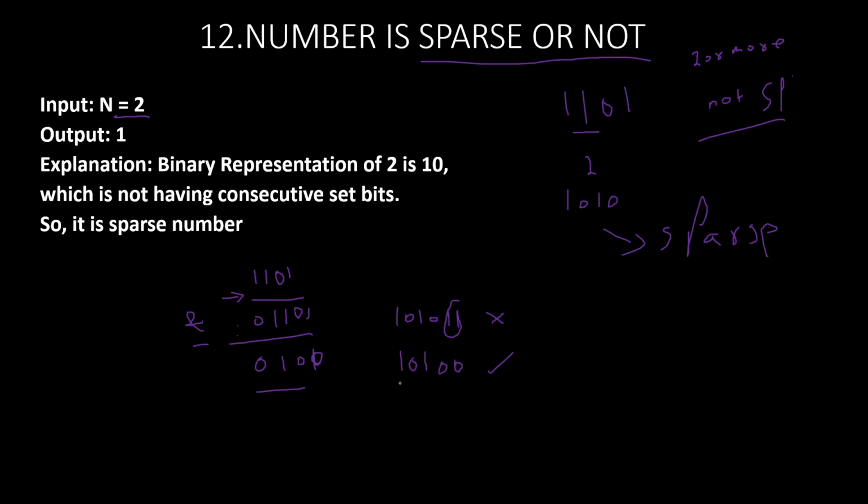Let's take a similar example, 10100. I told you this is a sparse number. Now let's do the same method. Let's do the right shift of this. Let's take here, this is the right shift value.